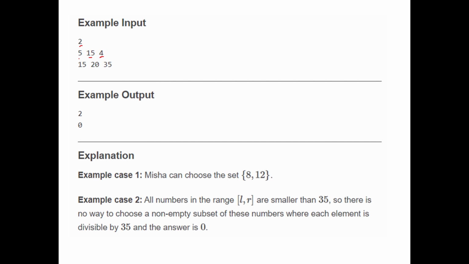And if we look at the second test case, 15, 20, 35, the value of G is 35 and there will be no number between 15 and 20 which is divisible by 35, as 35 is bigger, as we can clearly see here. So we'll be printing 0, and the explanation says the same thing.